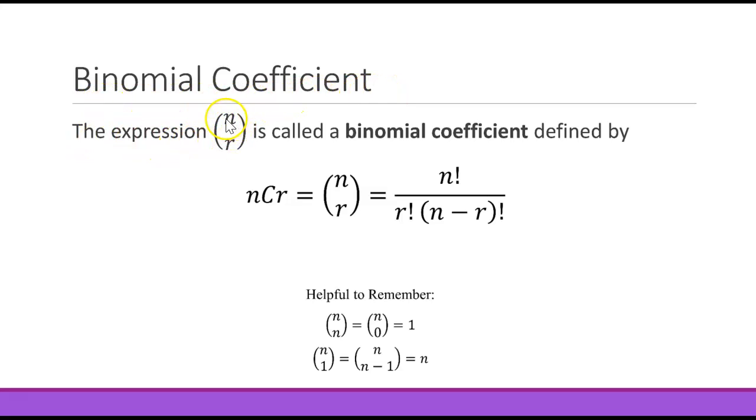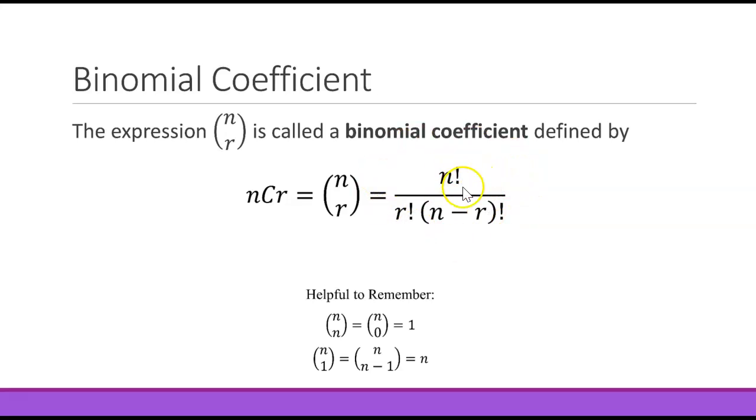The expression, which looks like elongated parentheses with a number n on the top and a number r on the bottom, read out loud as n choose r, is called a binomial coefficient, and it's defined by the following formula. So we might see it as, again, elongated parentheses with n on top and r on the bottom, or we might also see nCr, again read as n choose r. In either case, the answer to this is a number found by using the following formula.